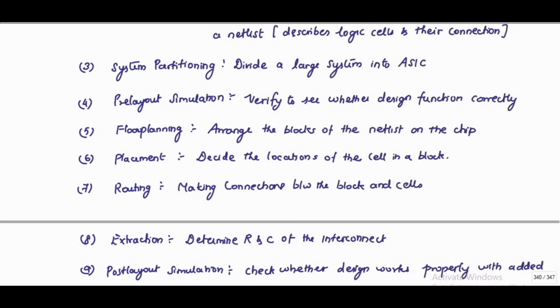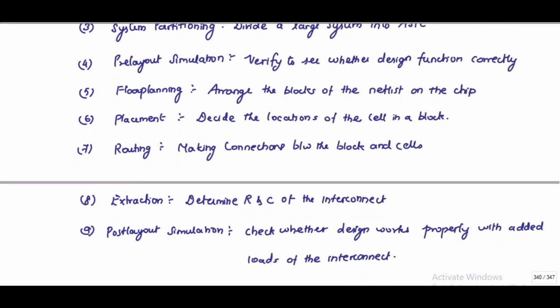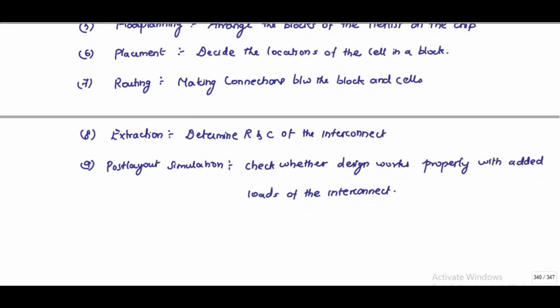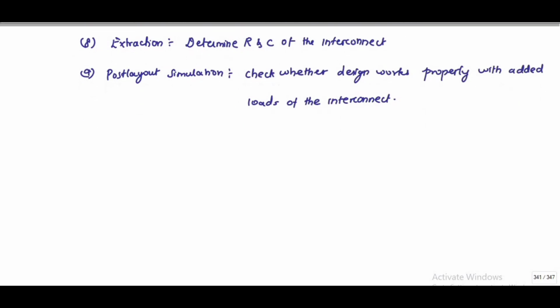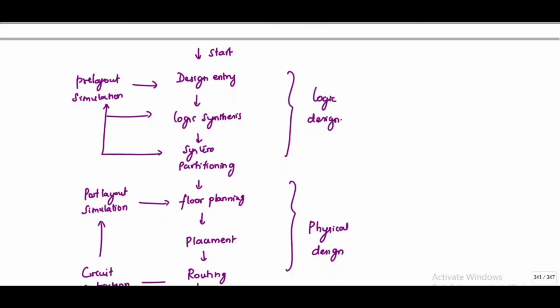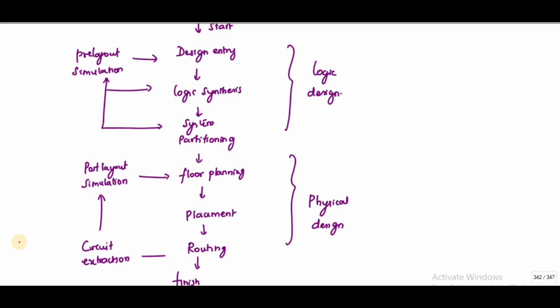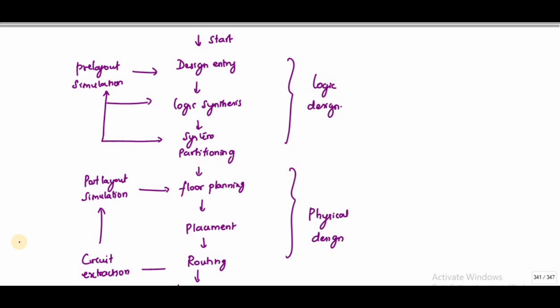Seventh one is routing, which makes a connection between the blocks and the cells. Next one is extraction, which determines the resistance and the capacitance of the interconnect. And the last one is post layout simulation, which checks whether the design works properly with the added loads of interconnects. So this is a flowchart for the ASIC design flow.